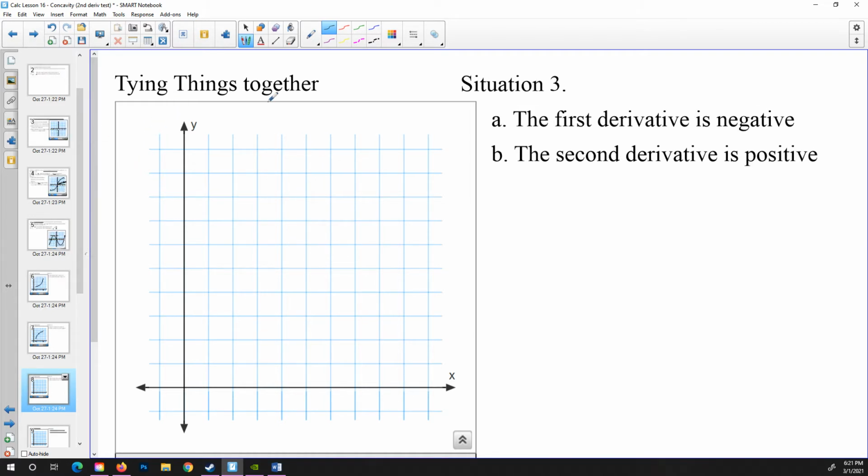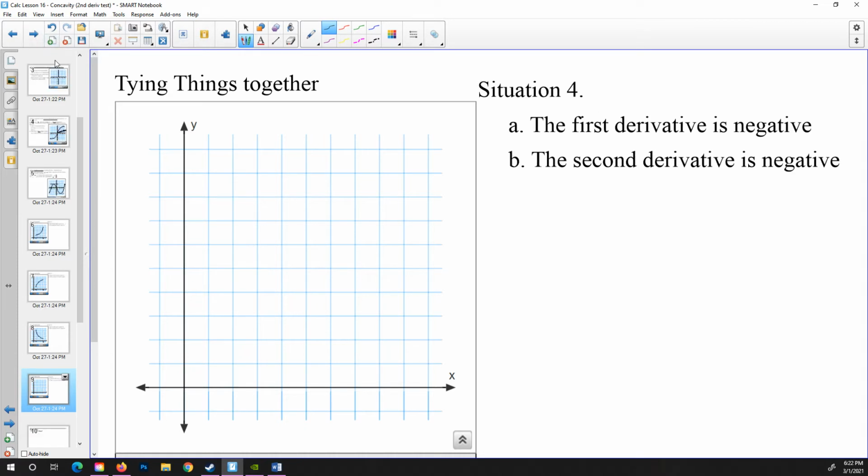The next situation, the first derivative is negative and the second derivative is positive. So on a to b, the first derivative being negative means that this function is going to decrease as we go from left to right. The second derivative being positive means that it's going to be concave up. So we'll have a graph that could possibly look like that.